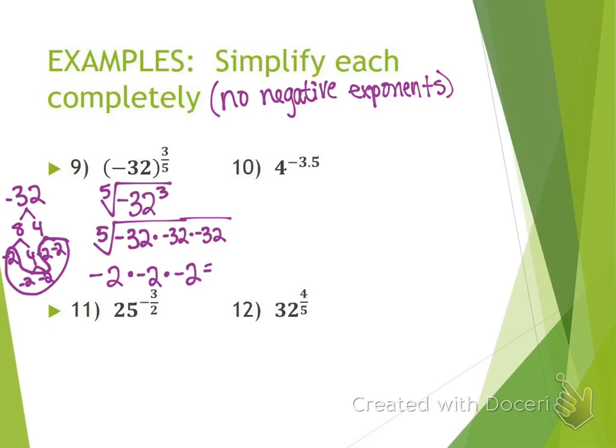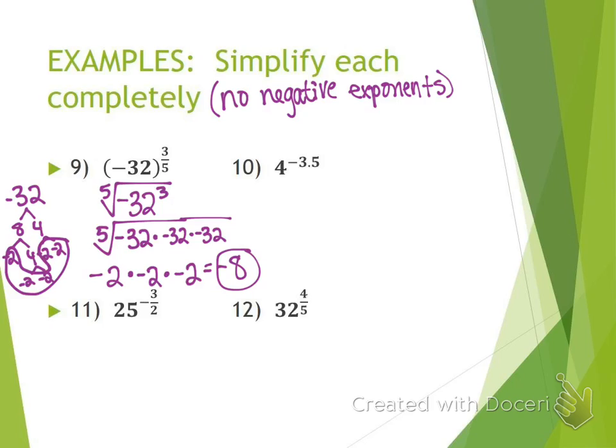Negative 2 times negative 2 times negative 2 is? Negative 8. Negative 8. Questions about how we did that problem?